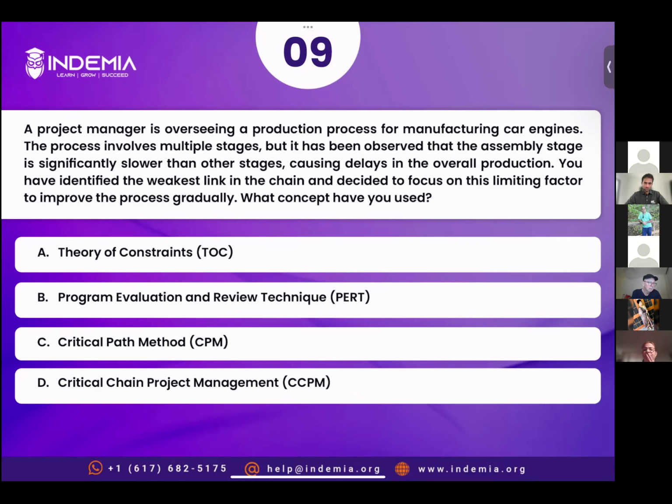So let's read the question. It says, a PM is overseeing a production process for manufacturing car engines. The process involves multiple stages, but it has been observed that the assembly stage is significantly slower than other stages, causing delays in the overall production. You have identified the weakest link in the chain and decided to focus on this limiting factor.